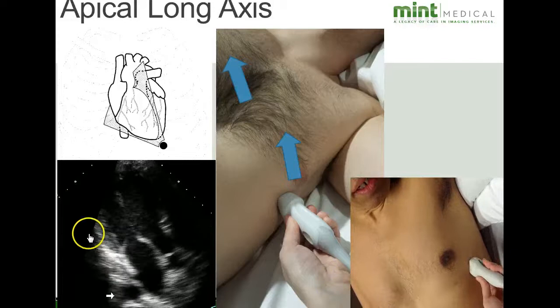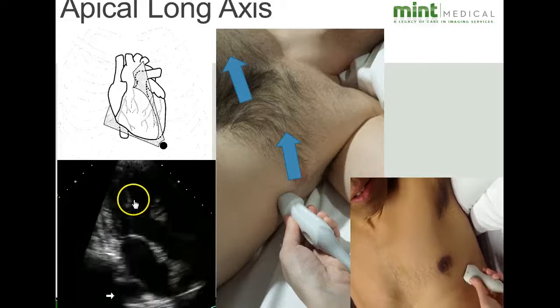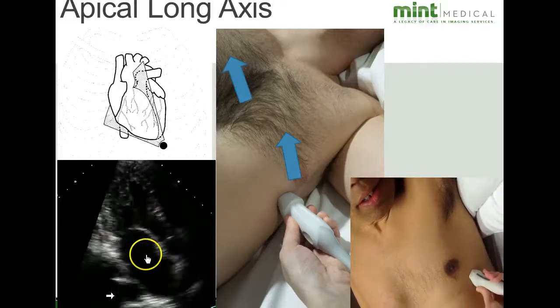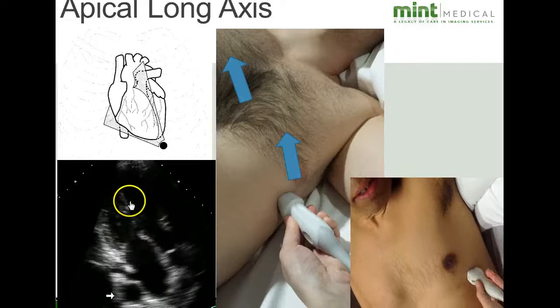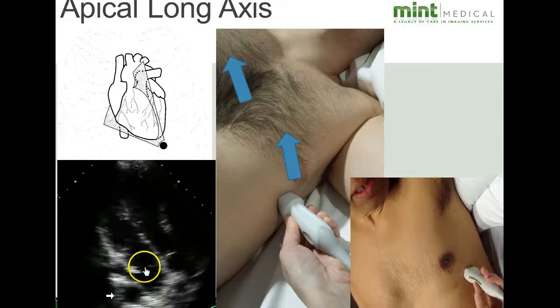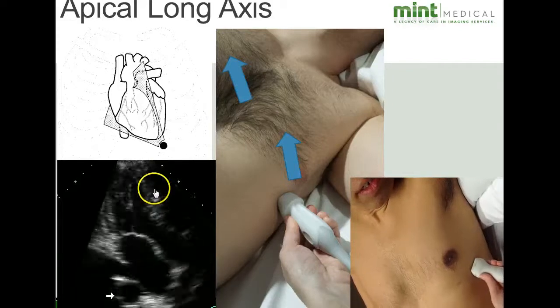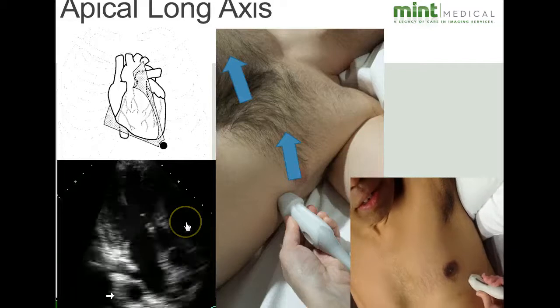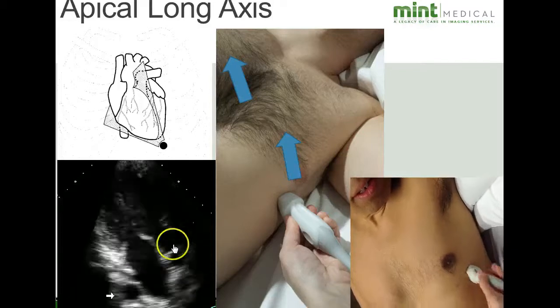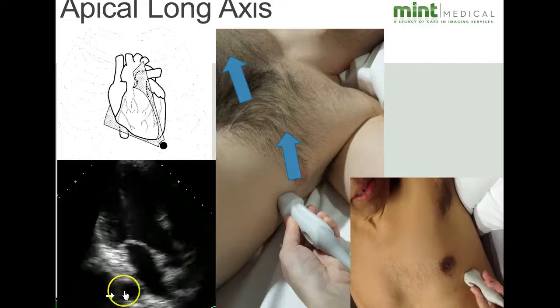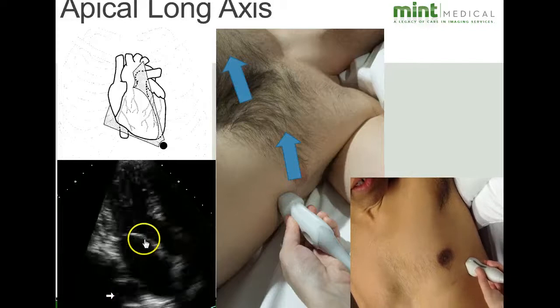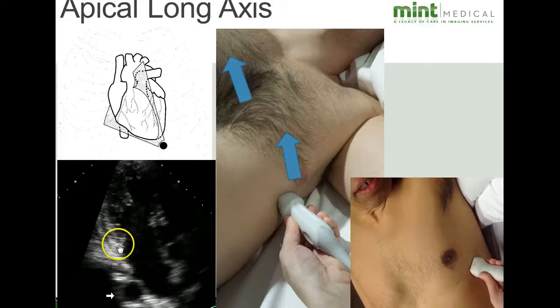So in the apical 3-chamber view, which very much mirrors the same imaging plane as the parasternal long axis, you're going to see the left ventricle, mitral valve, left atrium, left ventricular outflow tract, interventricular septum, a portion of the right ventricular outflow tract, aortic valve, descending aorta, anterior leaf of the mitral valve, posterior leaf of the mitral valve.